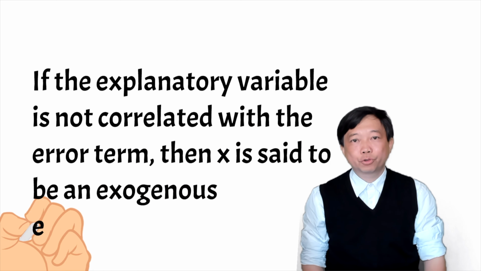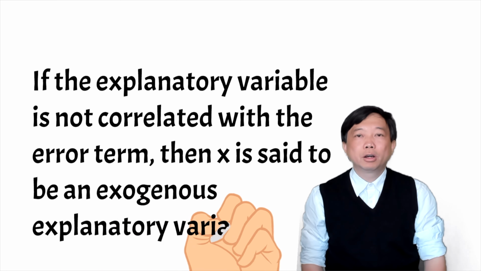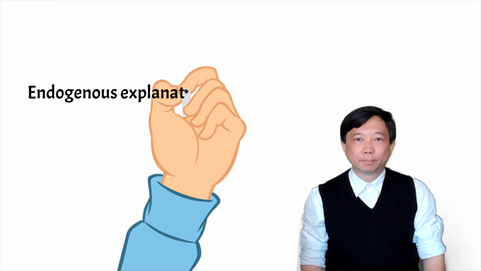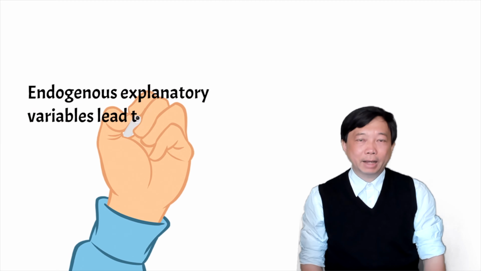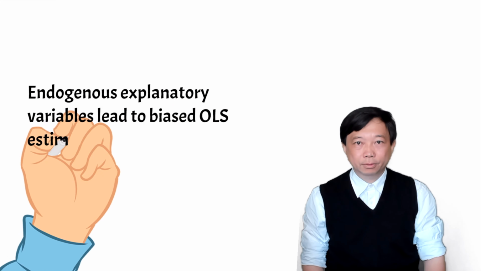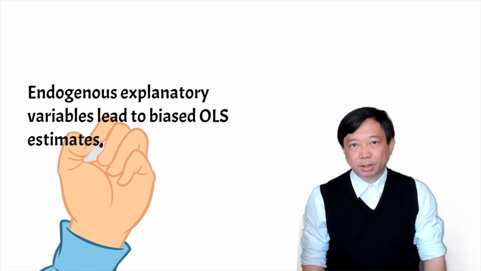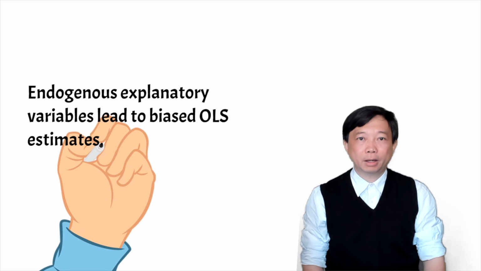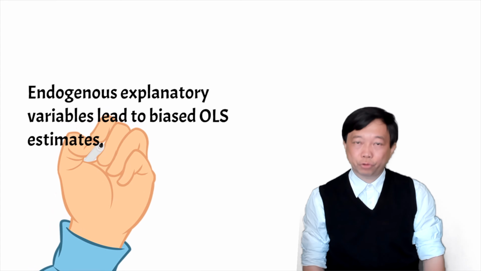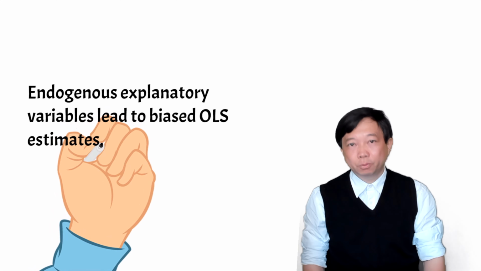Endogenous explanatory variables lead to biased OLS estimates. The OLS estimators beta hats are not unbiased or consistent estimators of the population parameter beta. As a result, we don't know whether there is a ceteris paribus relationship between the explanatory variable x and the outcome variable y.